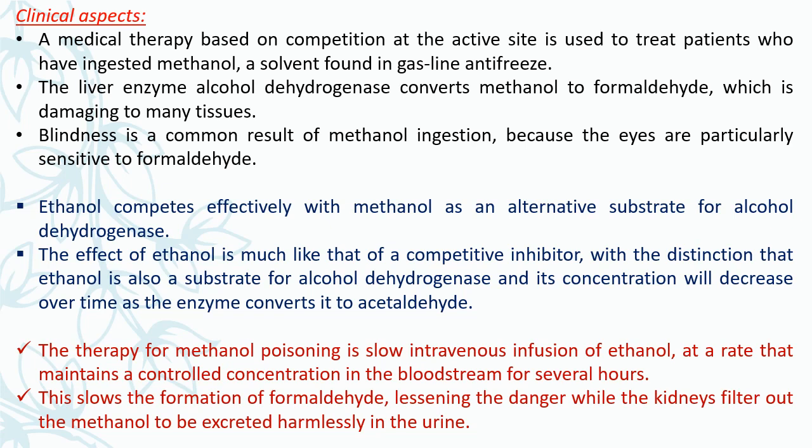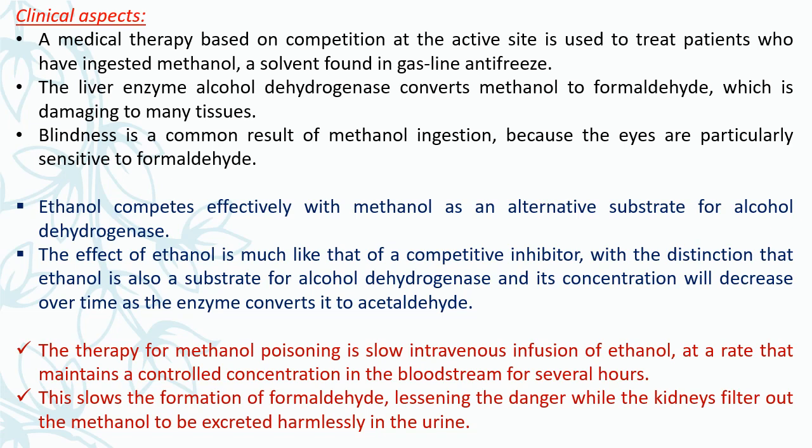we successfully treat patients who ingest methanol. Methanol is a solvent found in gasoline antifreeze. If one ingests methanol, methanol, one type of alcohol, is first oxidized with alcohol dehydrogenase to aldehyde, then to acid. So methanol to formaldehyde to formic acid. You know better than me because you have just passed your chemistry exam in your 12th class. So methanol is converted to formaldehyde with the help of alcohol dehydrogenase, then with aldehyde dehydrogenase converted to formic acid. This formaldehyde is very toxic because our eyes are particularly sensitive to formaldehyde poisoning. So blindness can occur if one ingests methanol found in gasoline antifreeze.